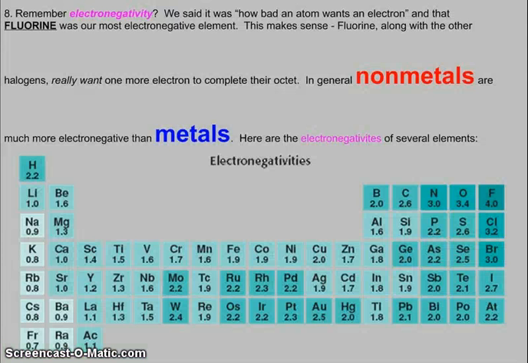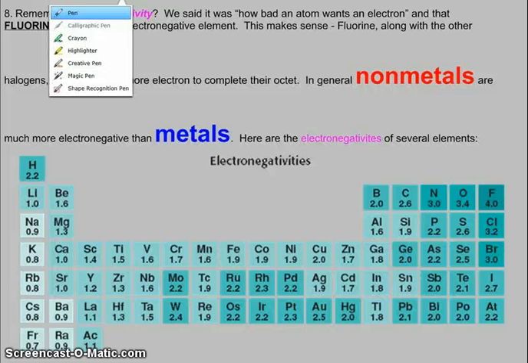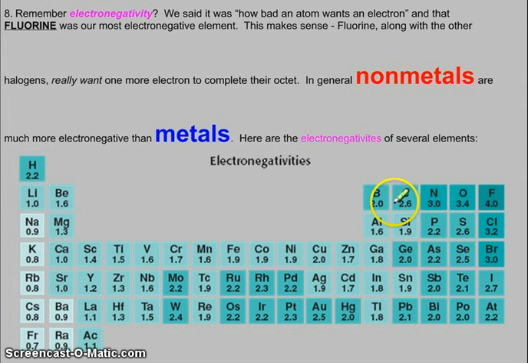So what we're going to look at now is how electronegativities can help us with bonding. If we remember, electronegativity was what we defined as how badly an atom wants an electron. And we said that fluorine happened to be the most electronegative element on the periodic table. Well, here is a list of electronegativities, and we can see right here that fluorine has a value of 4.0. This is the Linus Pauling electronegativity values.